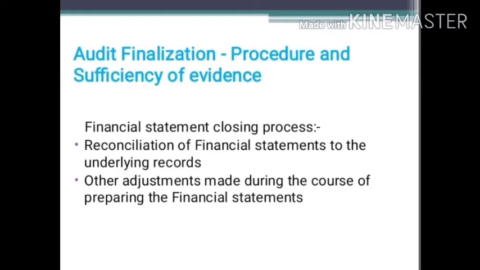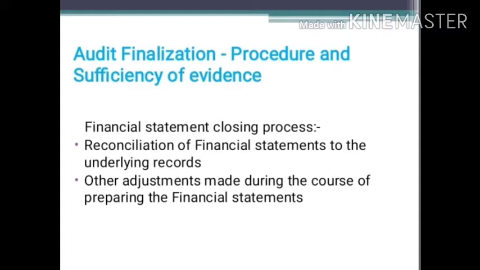How is the financial statement closing process going to take place? The financial statement closing is often a high risk area. The auditor and clients are under pressure to complete the audit and reporting process on time. So the auditors are required to perform procedures on the closing process, which includes reconciliation of financial statements based on the records or evidence, and adjustments made during the course of preparation of financial statements.